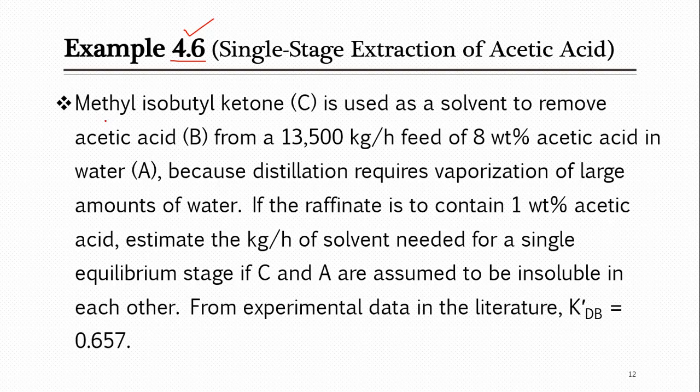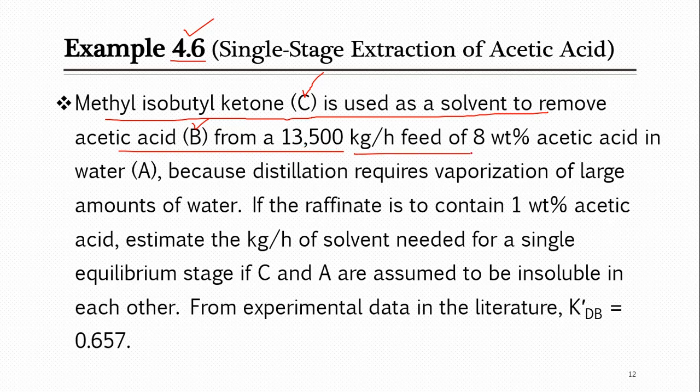Here he mentioned that methyl isobutyl ketone, C, is used as a solvent. In the last section we discussed that C represents the externally introduced solvent. So methyl isobutyl ketone is the solvent which we are introducing to this system, and it is used to remove acetic acid. Acetic acid is represented with B, and B was our solute. So here acetic acid is the solute.